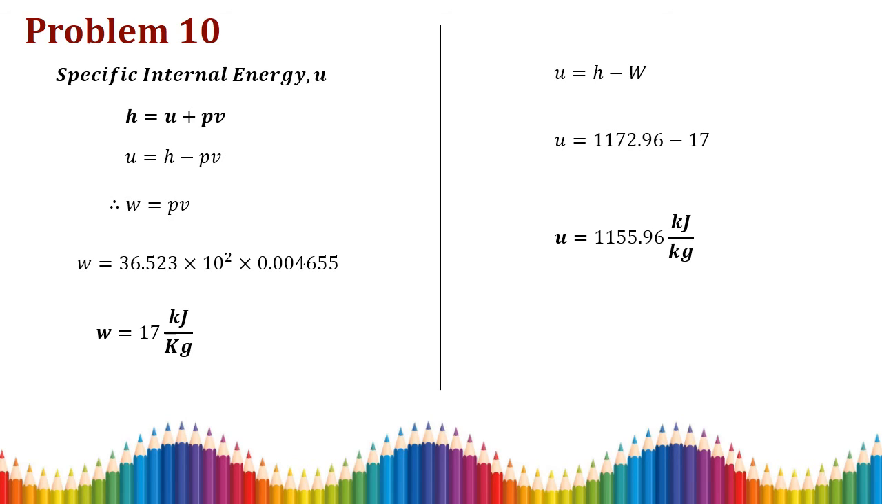Then the specific internal energy. So H is equal to U plus PV. We know that U is equal to H minus PV, where the flow work PV is equal to the work done W. So pressure is taken from the saturation pressure at T equal to 250 degrees Celsius, and substituting it in kilopascal, we get work done equal to 17 kilojoule per kilogram. And we know that U is equal to H minus W, or H minus PV. Substitute all the values to get the specific internal energy as 1155.96 kilojoule per kilogram.